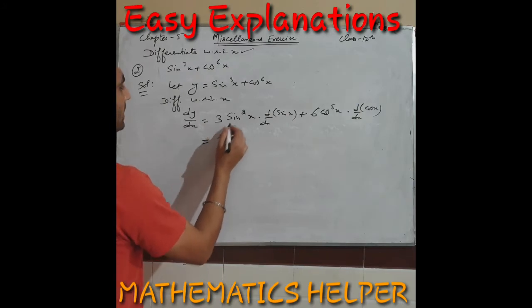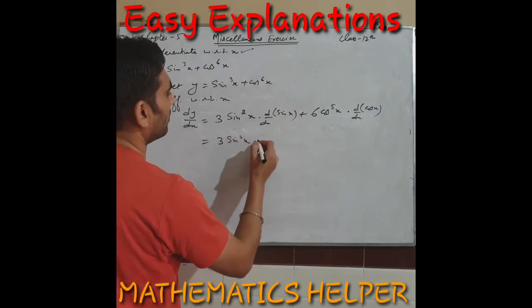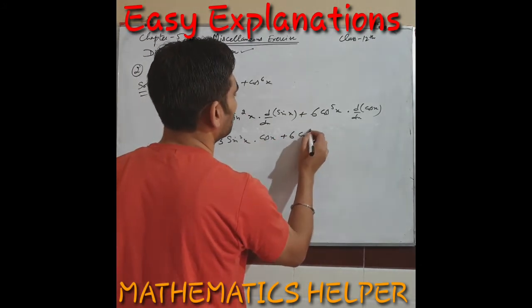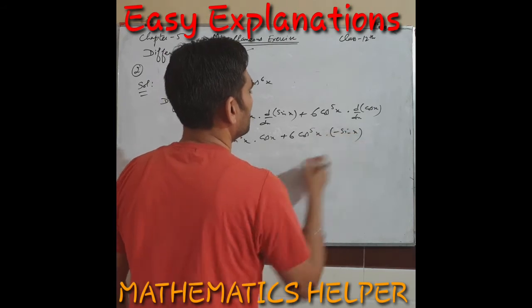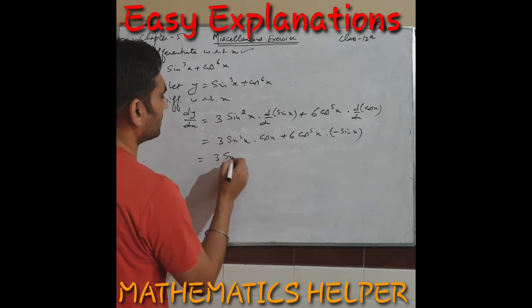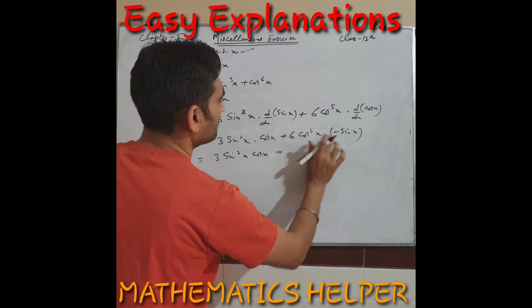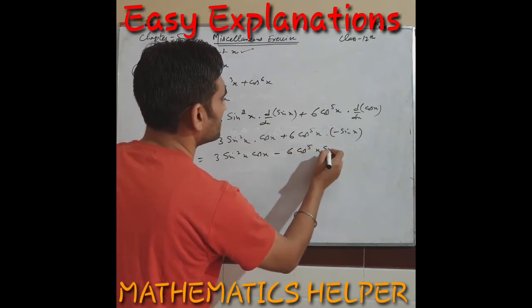Now it is 3 sine square x, same, but derivative of sine x, try to remember it is cos x. Similarly here you have 6 cos raised to power 5 x, derivative of cos x is minus sine x. See what will be next? 3 sine square x cos x plus minus minus. So we have minus 6 cos raised to power 5 x sine x.